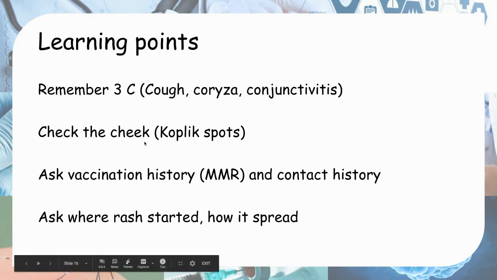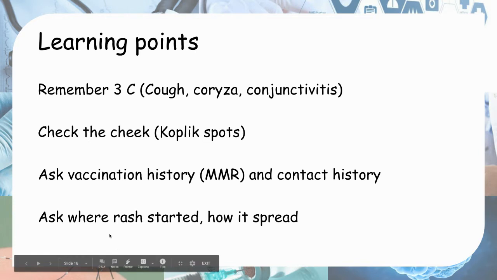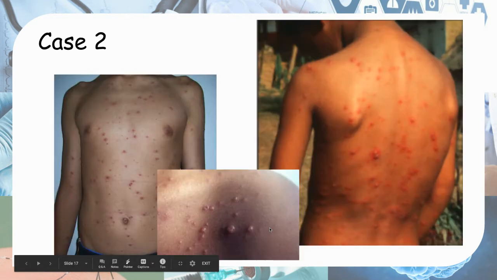Learning outcomes: you need to remember the three C's. You check inside the cheek for Koplik spots, which are a pathognomonic sign. Ask about vaccination history and contact history. Ask about where the rash started. Remember, for measles, it starts typically behind the ears, then spreads down to the trunk, then to the limbs.